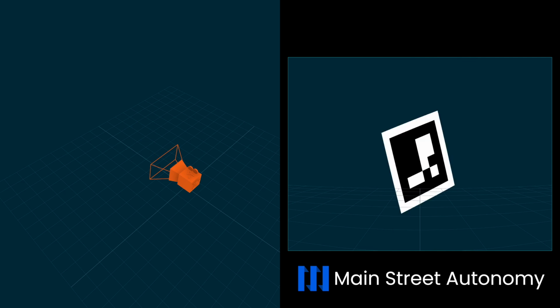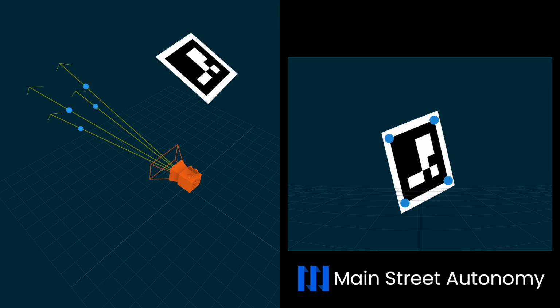For example, let's say you want the pose of an AR tag. You first detect the AR tag's corners in the image. The camera calibration lets you project those corner points out into space. Knowing the size of the AR tag then lets you find where these rays must intersect with the corners of the tag. And this lets you locate the tag in 3D.